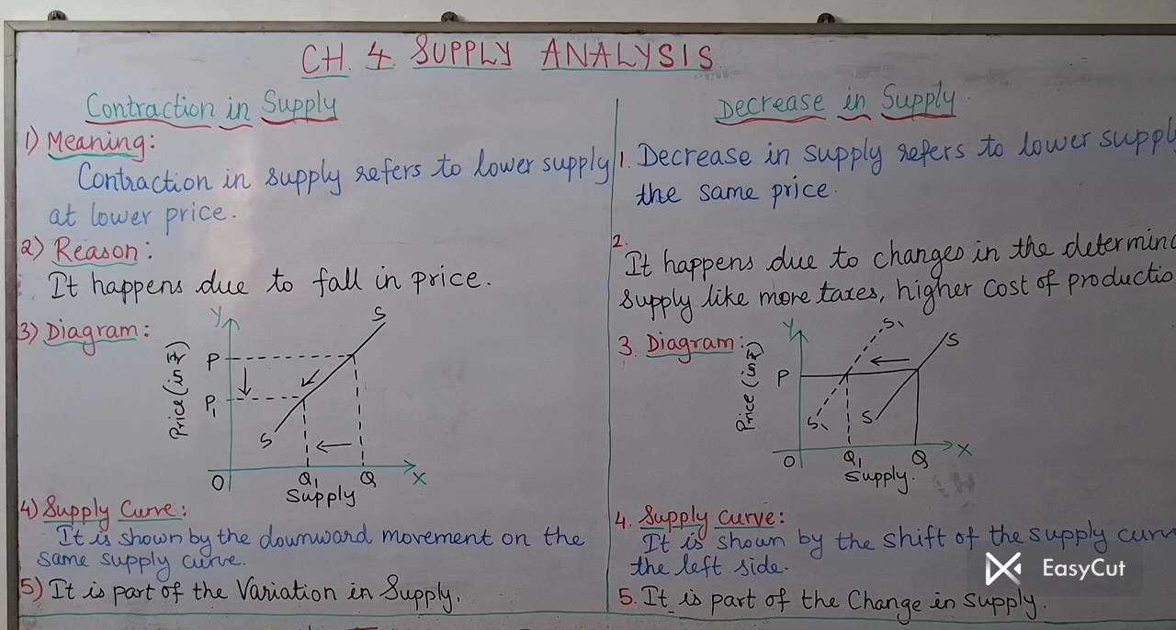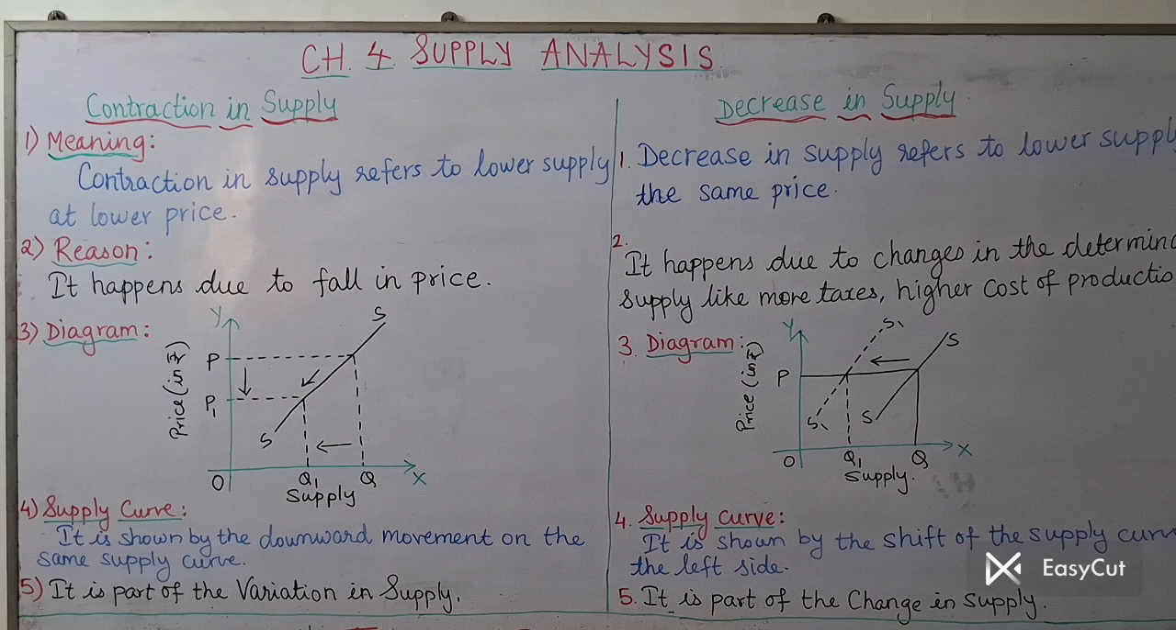Then second point, reason. That means why this happens. What is the reason behind it? Contraction in supply happens due to a fall in price. As the price falls, it is a normal tendency of any seller to reduce the supply. So due to the fall in price, lower supply is done. That is called contraction in supply.